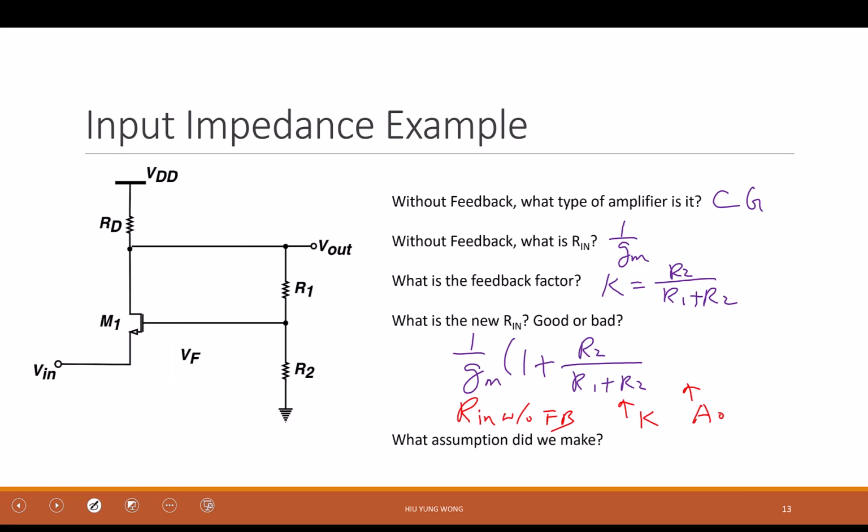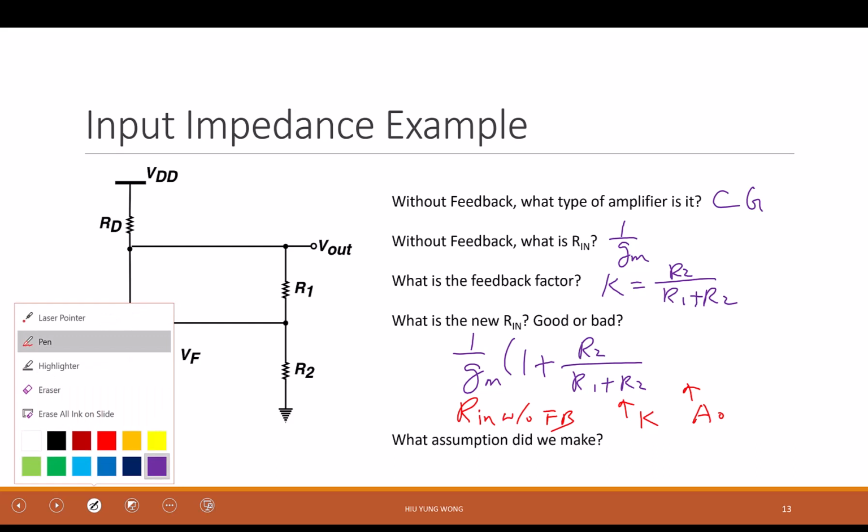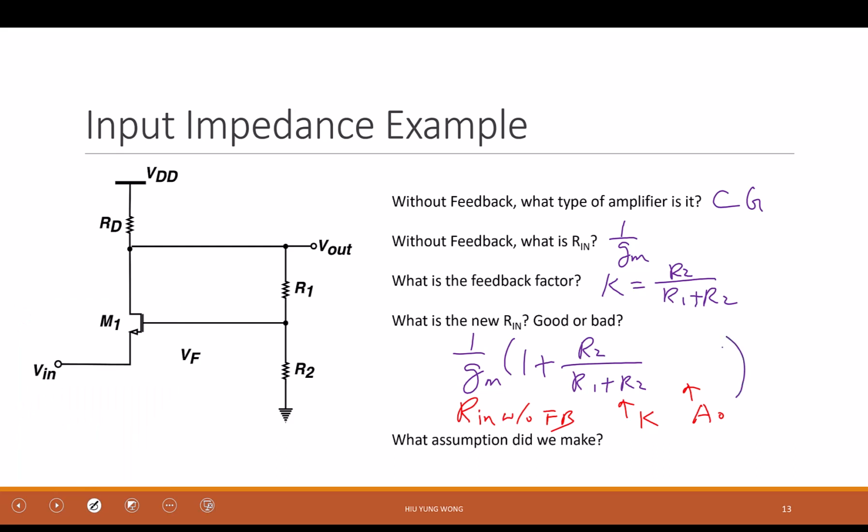Not necessary. Okay, someone say something. What is that? GM RD. Why? Because it's the gain of the common gate, right? So I should have said this earlier: A0 equals GM RD. It's not negative GM RD, right? If common source, negative GM.